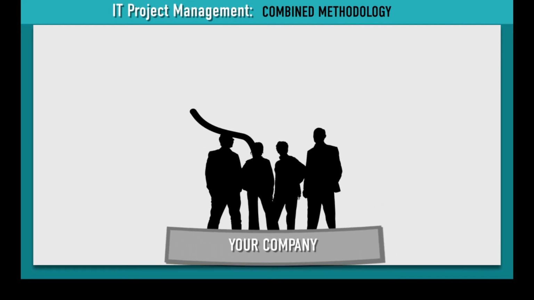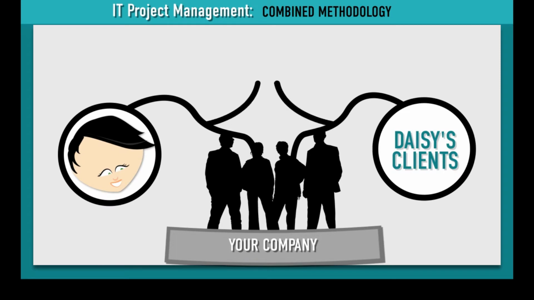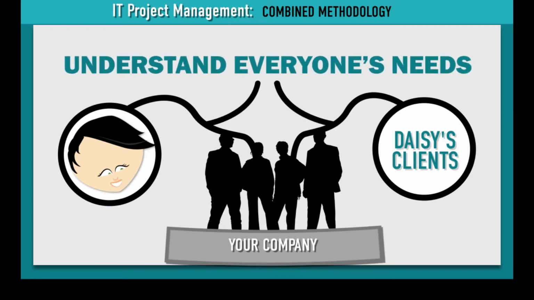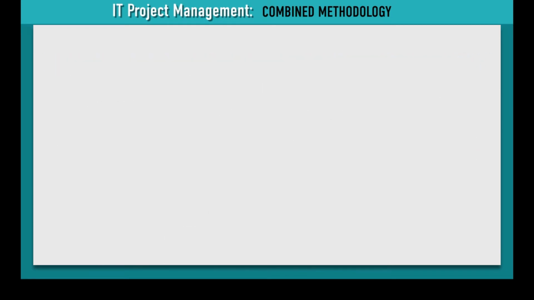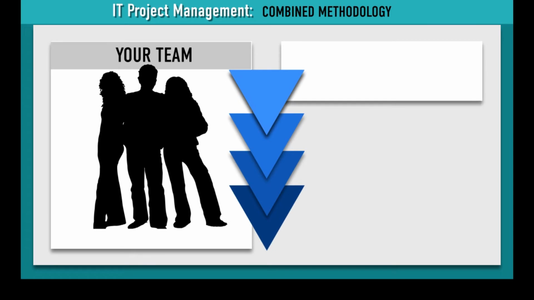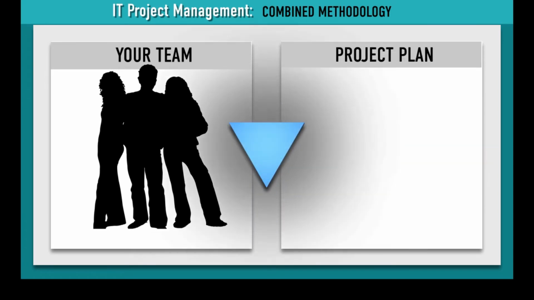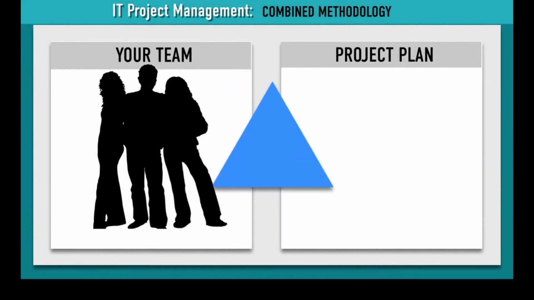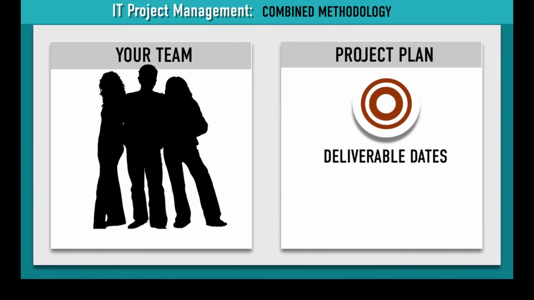Your team meets with Daisy and a few of her clients to understand everyone's needs. Once your team knows what they need to do, they use the traditional Waterfall methodology to create a project plan for Daisy's dog walking software. It identifies target deliverable dates as well as itemized costs for Daisy to review and approve.